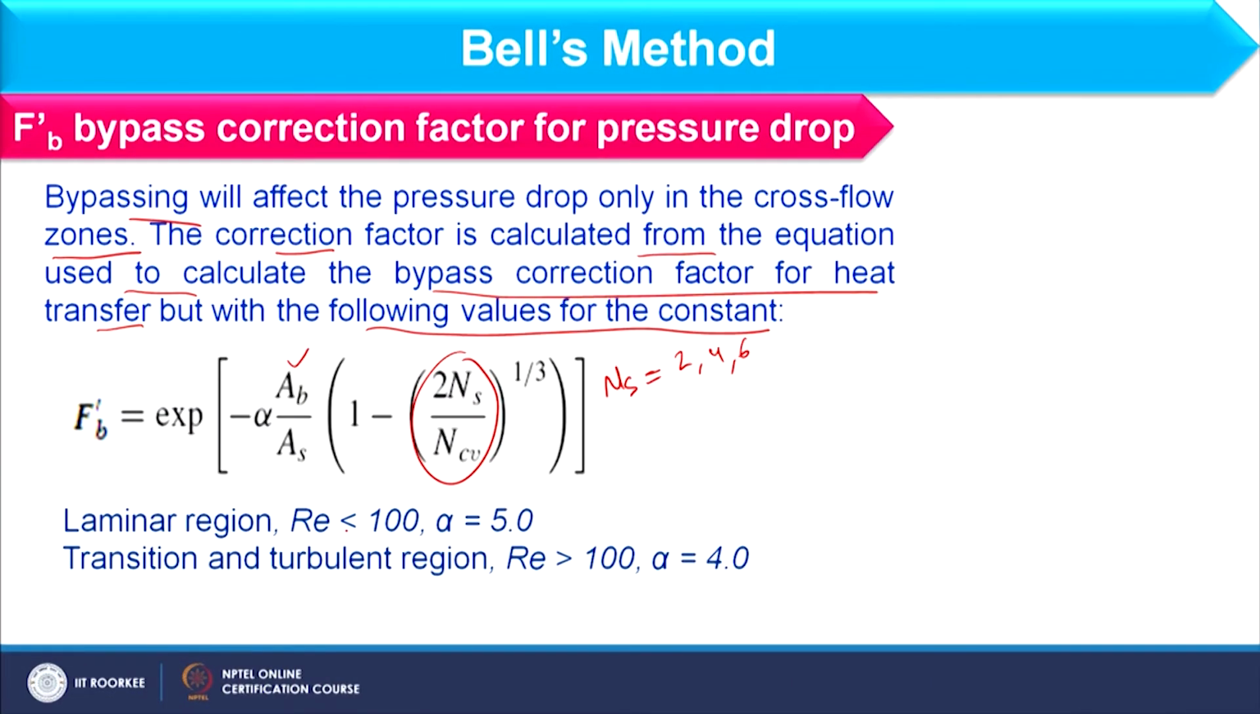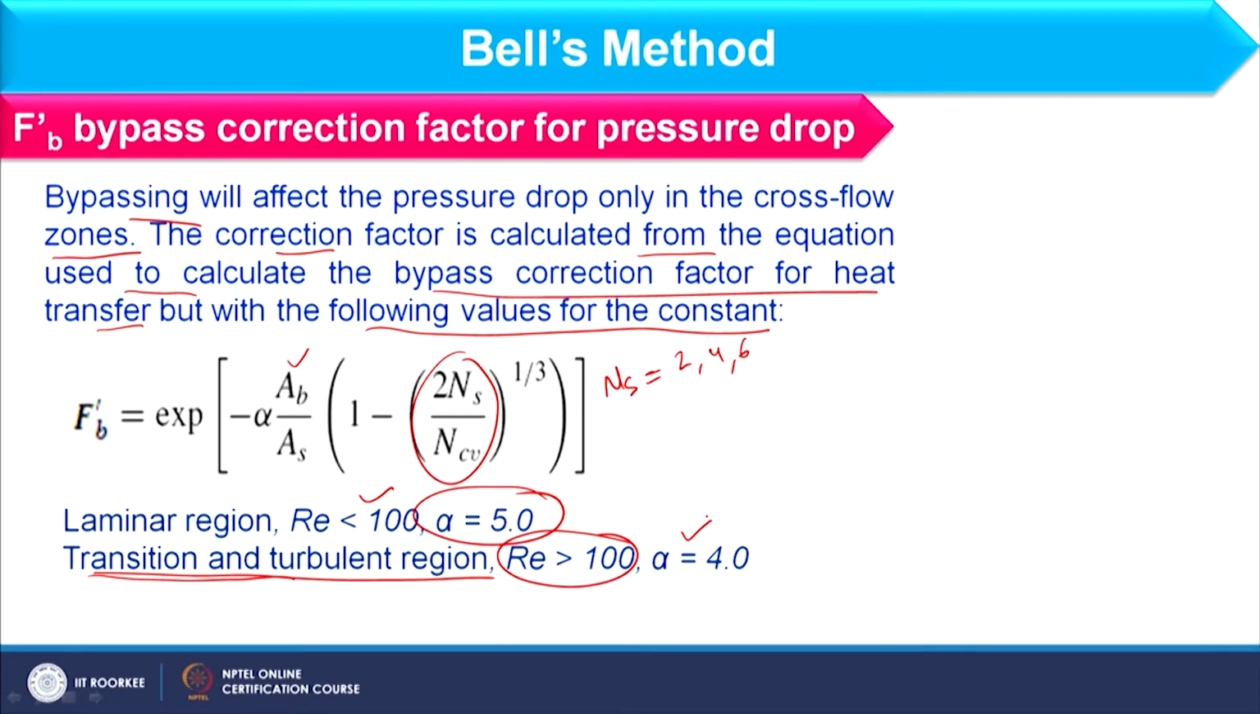Here again you should not calculate whether sealing strips are required or not. Whatever we have fixed, the same you can use over here, and at the same time NCV we can also fix, as we have fixed in the heat transfer coefficient calculation, right. So, the only change will be for the alpha value. If I have the laminar zone, that is, Reynolds number less than 100, alpha should be 5.0, and for the transition and turbulent region, when Reynolds number exceeds 100, alpha value should be equal to 4.